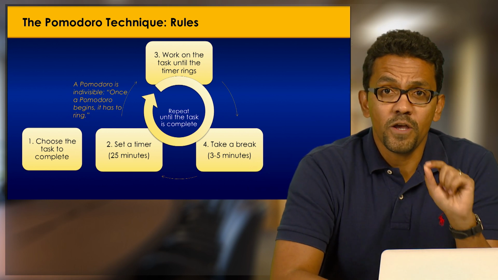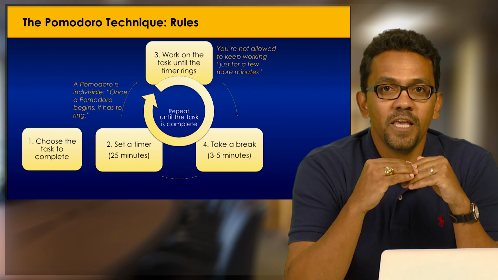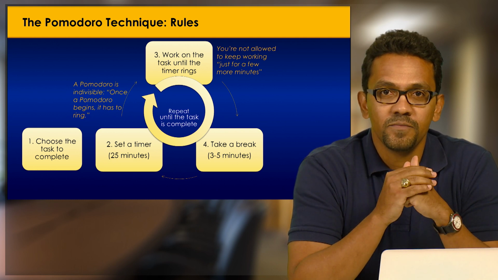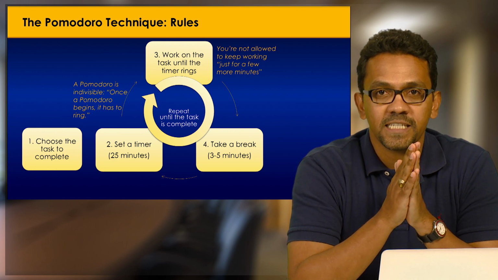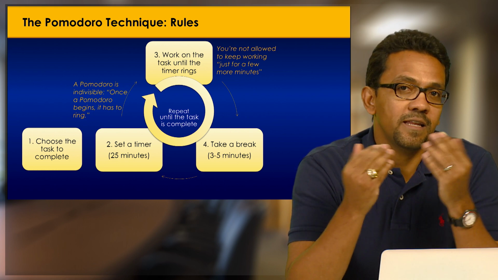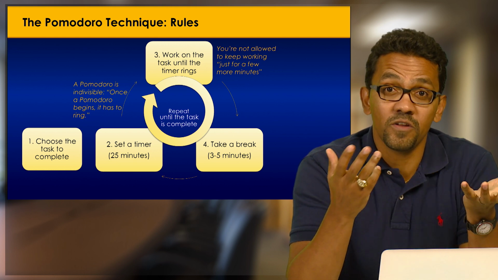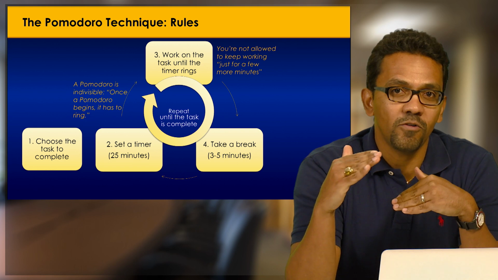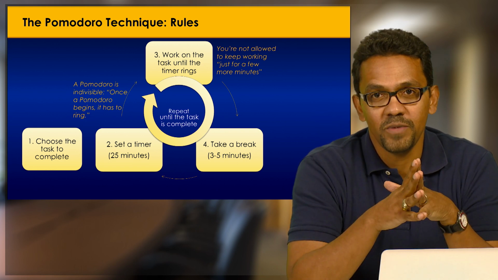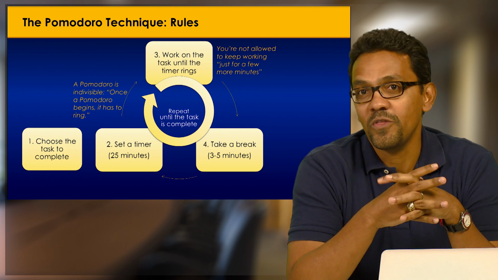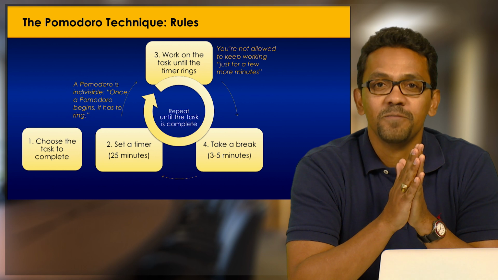The other rule that we have is that you should not keep working for a few more minutes. Once time is up, you should stop working on that task and take a break. Again, this is similar to what happens at the sprint level. Once the time is up for that sprint, we should basically stop and proceed with a review and retrospective. Here, we're going to be doing the same thing. We're going to take our break.